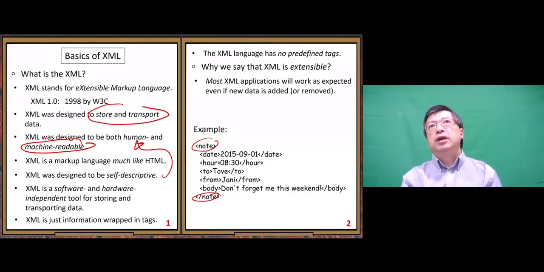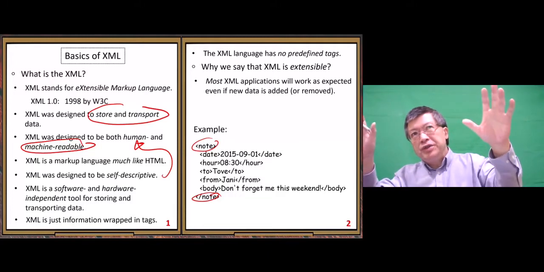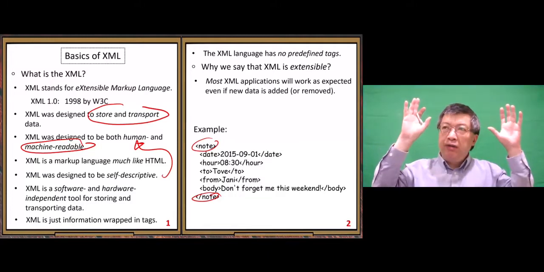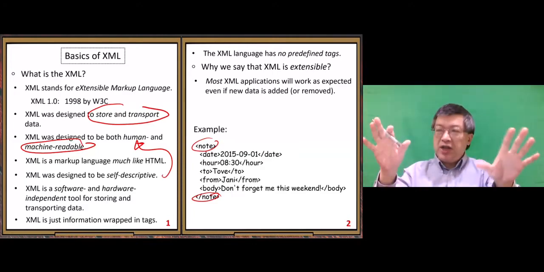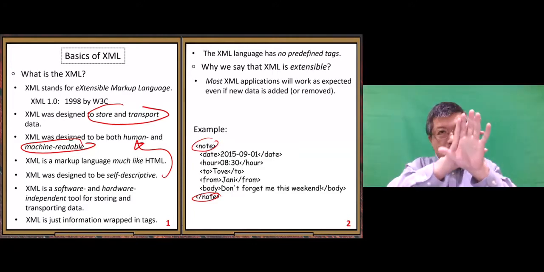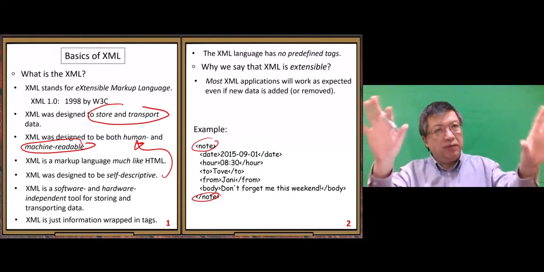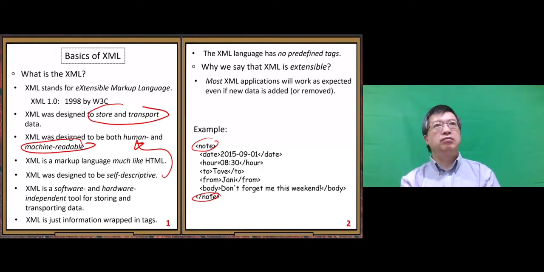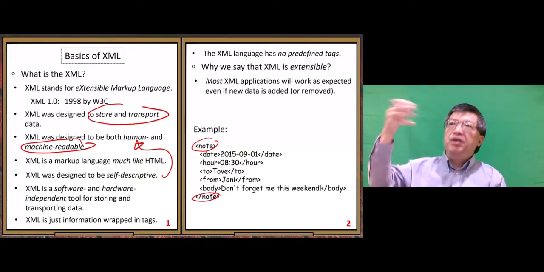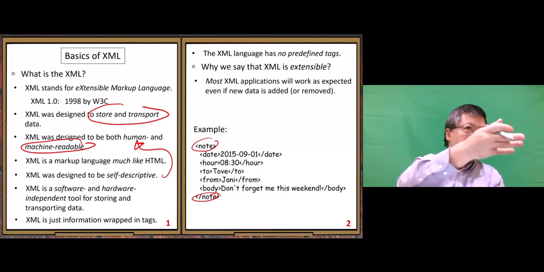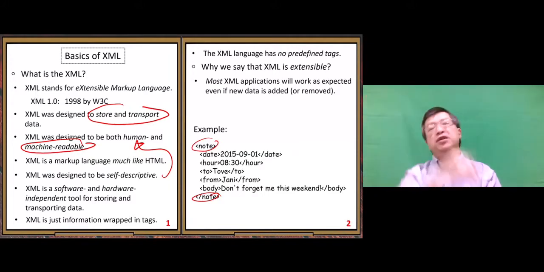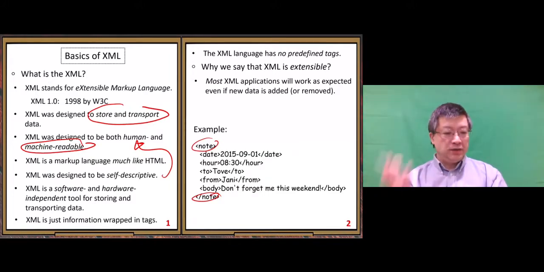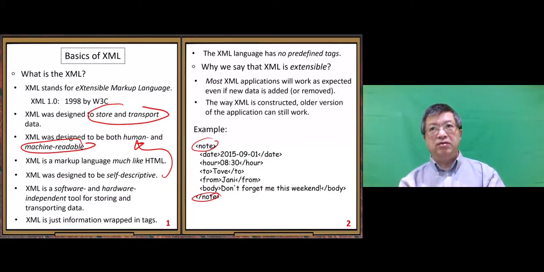So in your new versions, you can still display and process XML data in the old tags. There is no problem. But at the same time, you have new features. If the users want to use new features, they have to use the newer versions. So that's the meaning of extensible.